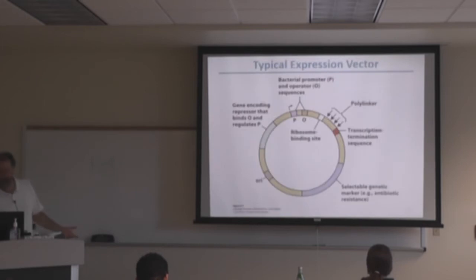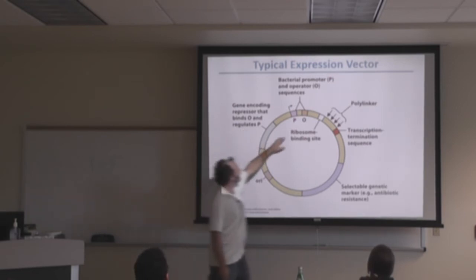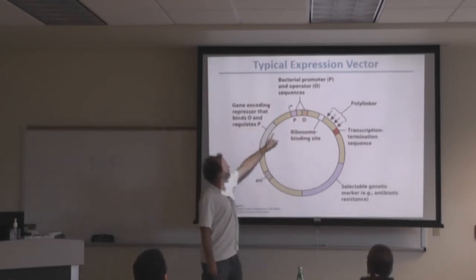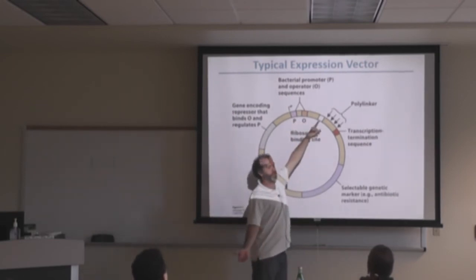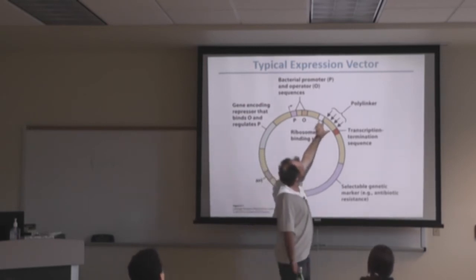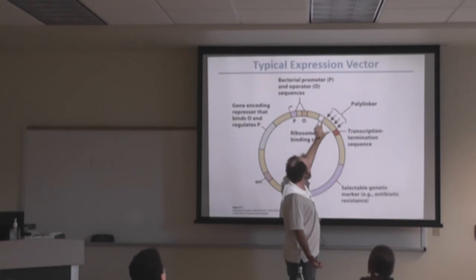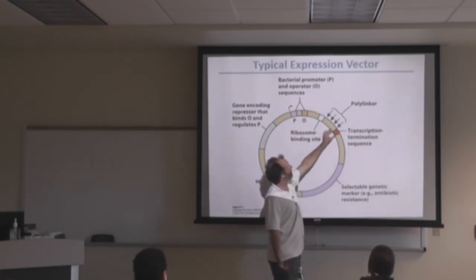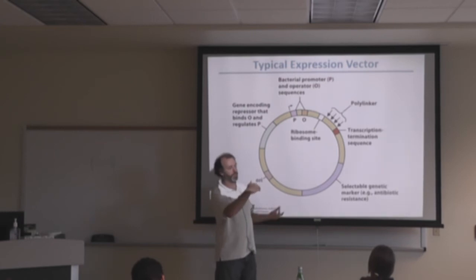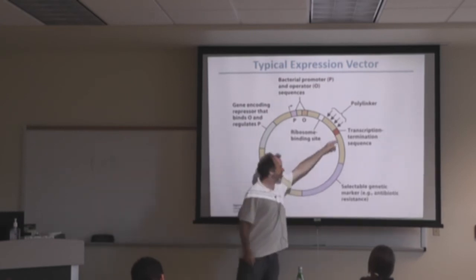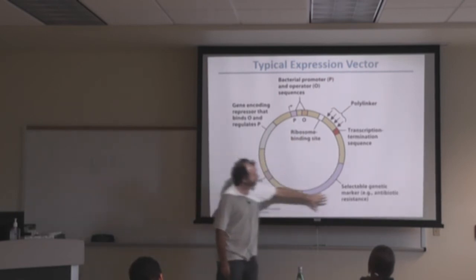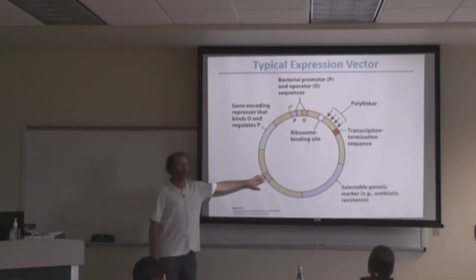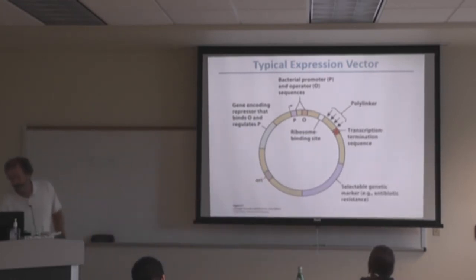So this is your typical expression vector. A gene codes for the repressor that binds the operator, and it's going to regulate the expression of the promoter. A ribosomal binding site, so you can get the protein made. Then here's your polylinker site, where you're going to insert the coding sequence for the protein, and a transcription termination sequence following the polylinker site. So you'll stop making a message at this site, rather than just going all the way around the vector. And again, you need selectable markers and an origin of replication to replicate that vector.